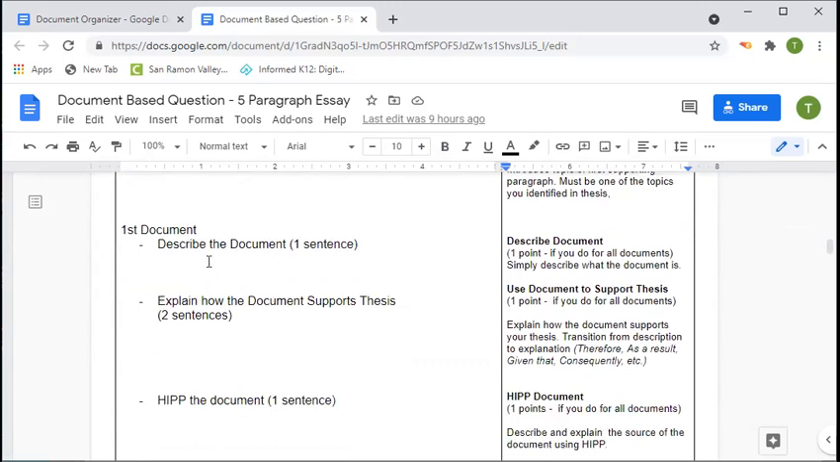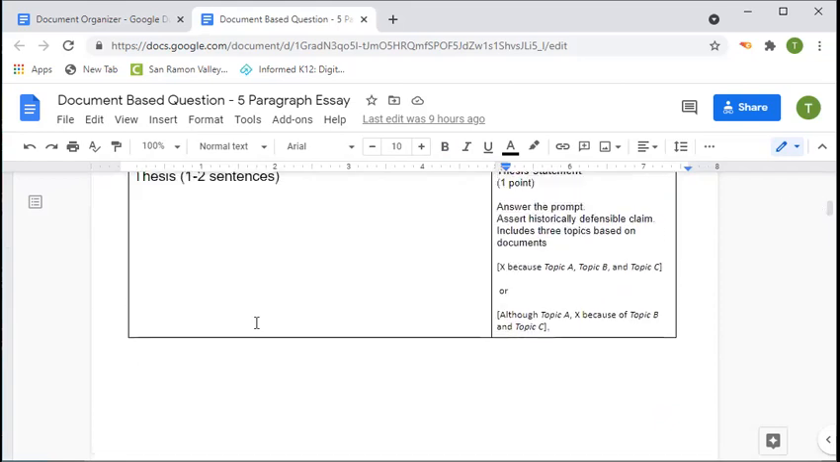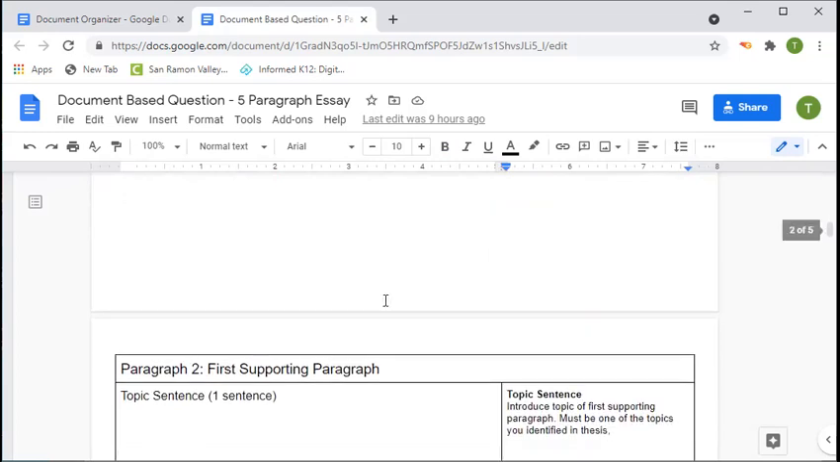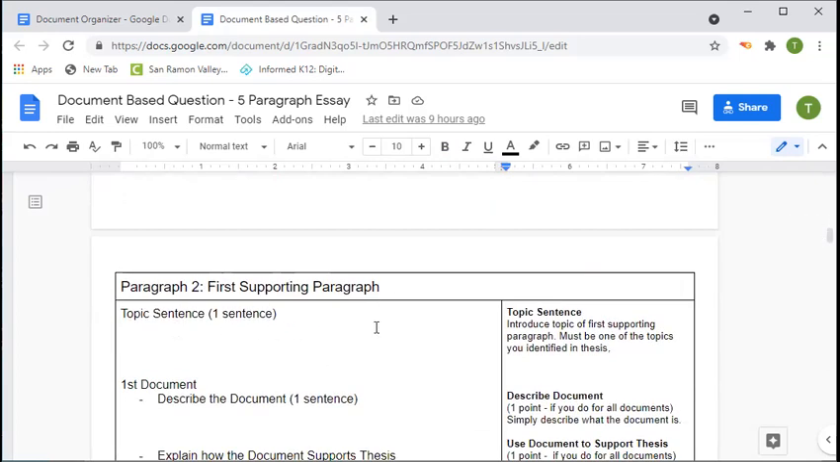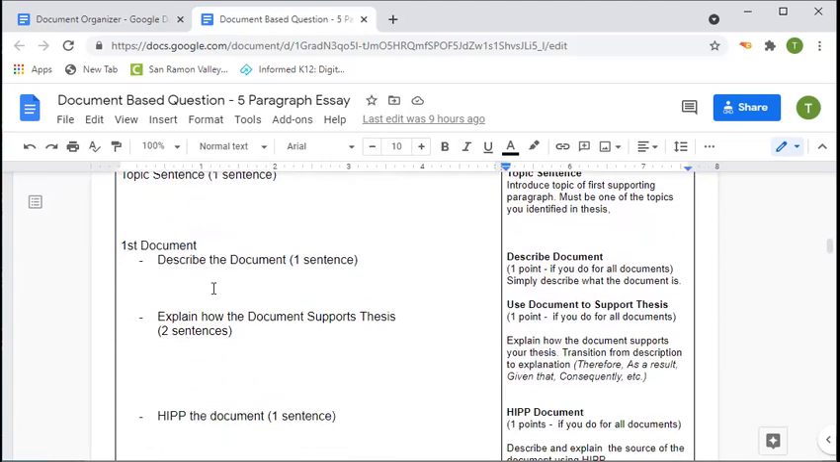Then you're going to get to your first document that you're going to use, right? So remember, your topic sentence basically is kind of like a mini thesis. In your thesis, you are saying what your 3 topics are. You are asserting a historically defensible argument that doesn't just copy the prompt and that clearly lays out what your 3 topics are. Then your first topic will be here. You'll have a topic sentence in which you'll introduce the topic of the first supporting paragraph. Then you will get into each of the documents.